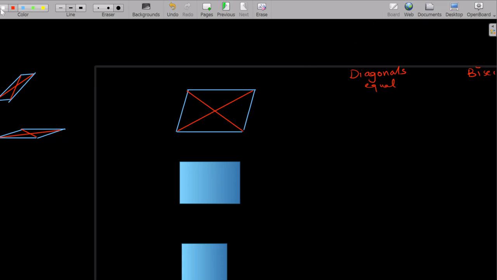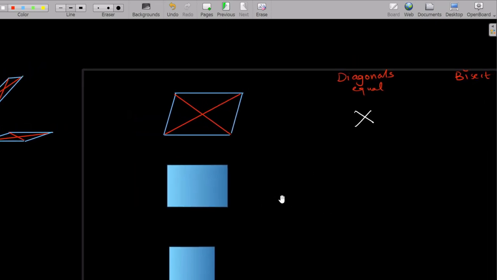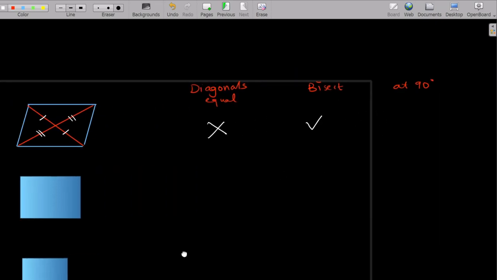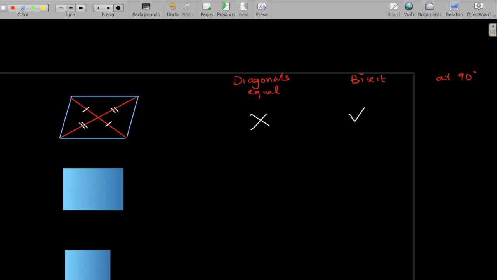Okay? So here we will draw a cross. Diagonals will not be equal. Second thing is, will the diagonals bisect each other? So by bisecting we mean, yeah, the diagonals will bisect each other. So this length will be equal to this and this one will be equal to this. So diagonals will bisect each other. Will they bisect at 90 degrees? That means, would it be correct to say that this angle will be 90?